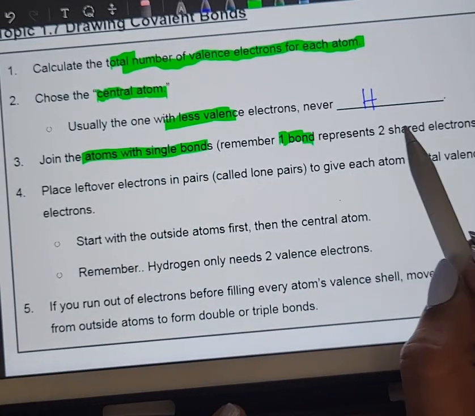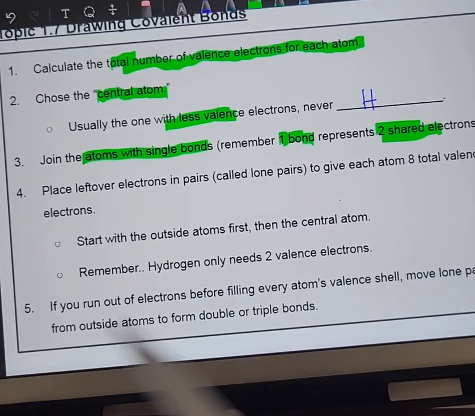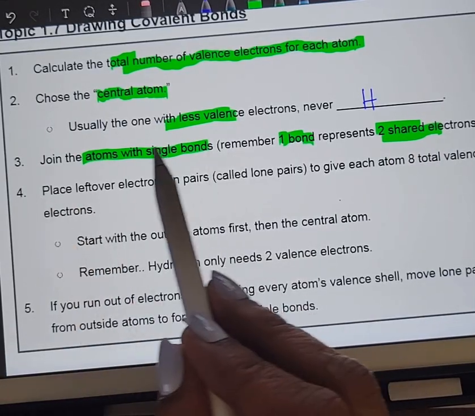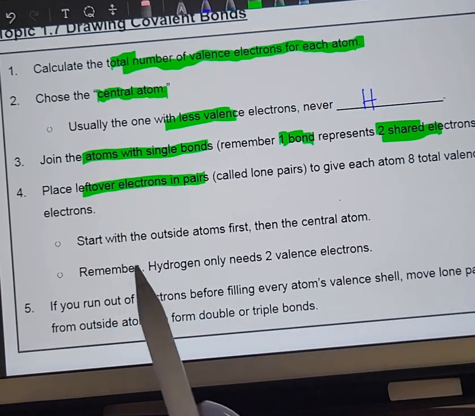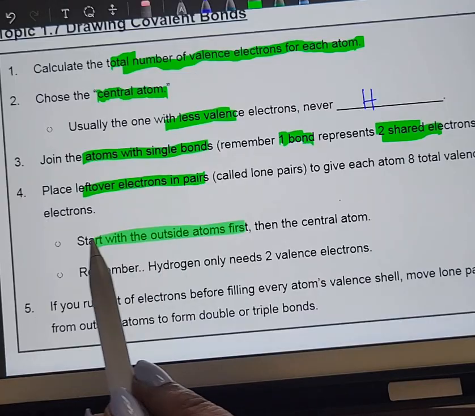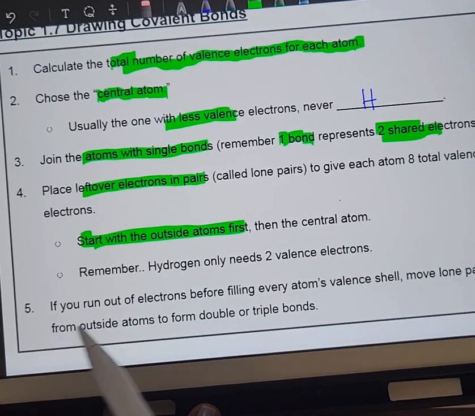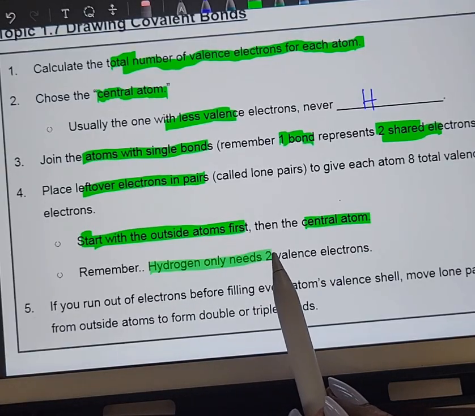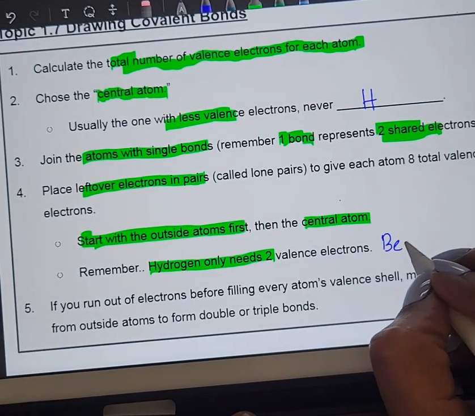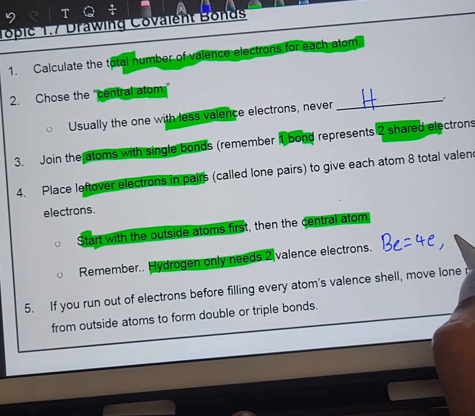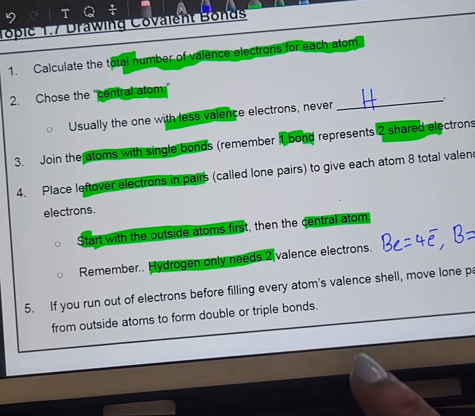Remember, one bond means how many electrons? 2 electrons. Then once you're done, place the leftover electrons in pairs on the surrounding atoms first. Start with the outside atoms, which are called surrounding atoms. Then fill the central atom. Remember the exception, hydrogen needs only 2, and there are 2 other exceptions you need to worry about: beryllium, which needs only 4 electrons, and boron, 6. They don't get 8 electrons because of their small size.